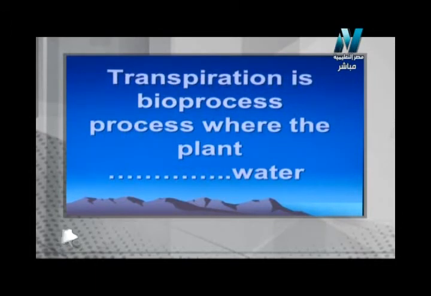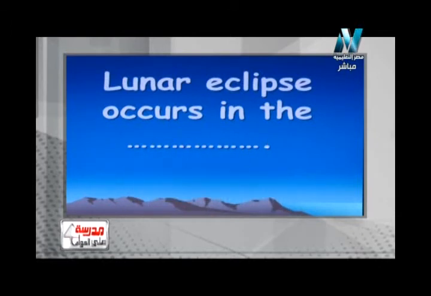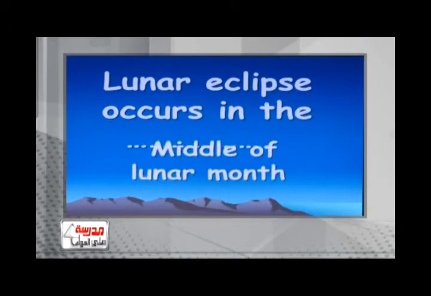Another question: transpiration is a process. Transpiration عملية النتح عملية مهمة جدا. Where the plant loses water. نبات بيفقد الماء. So again, transpiration is a process where the plant loses water. Another question: lunar eclipse أو خسوف القمر occurs in the... بيحصل امتى تحديدا؟ Occurs in the middle of the lunar month. بيحصل تقريبا في منتصف الشهر القمري. Again, lunar eclipse occurs in the middle of lunar months.